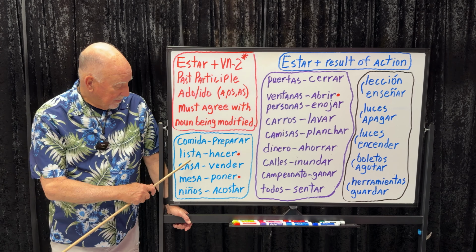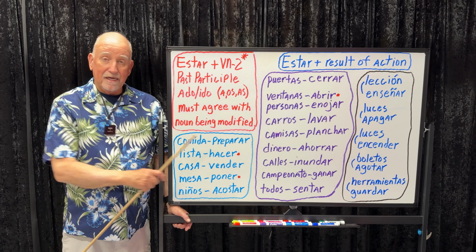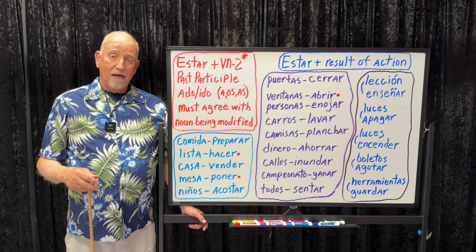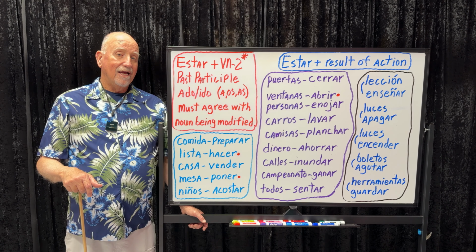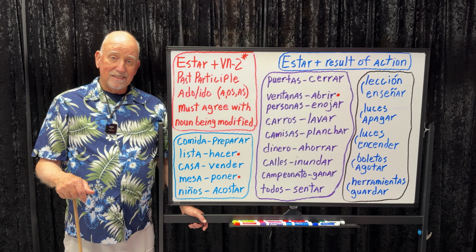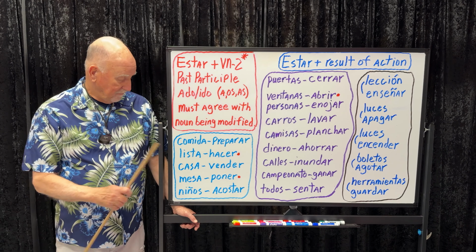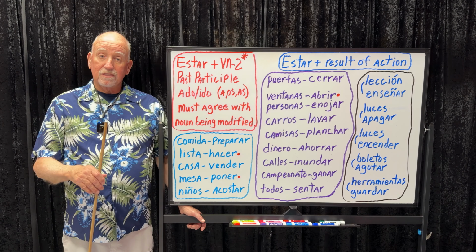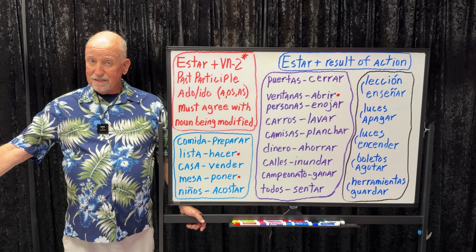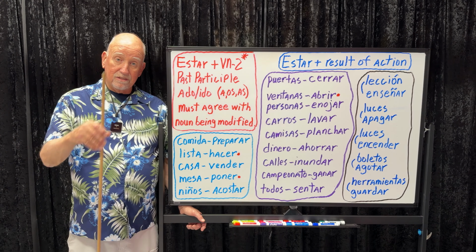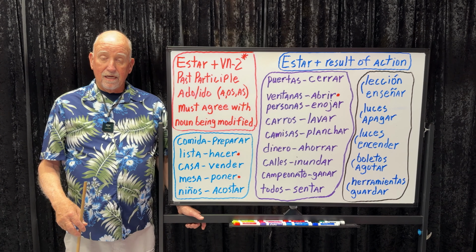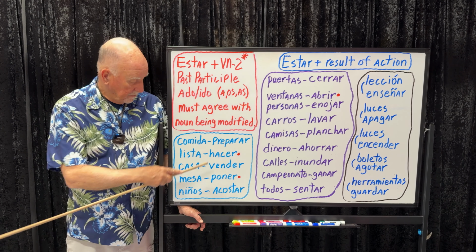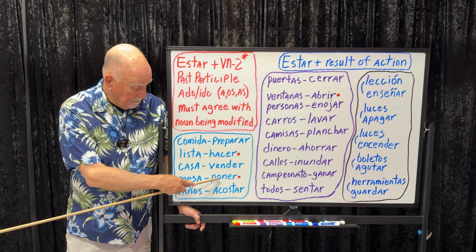Here we go. The list is made. This is irregular. La lista está hecha. With an A, H-E-C-H-A. La lista está hecha. The house is sold. What happened? The action was someone sold the house. Alguien vendió la casa. The result of the action is the house is sold. La casa está vendida.